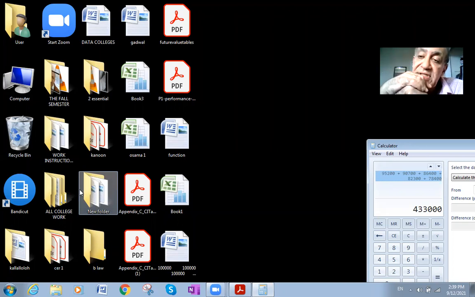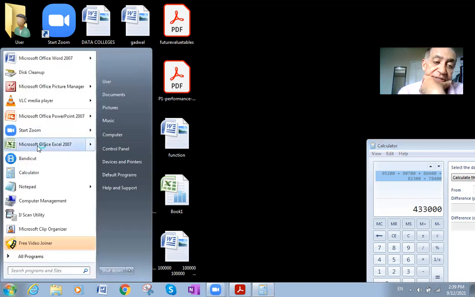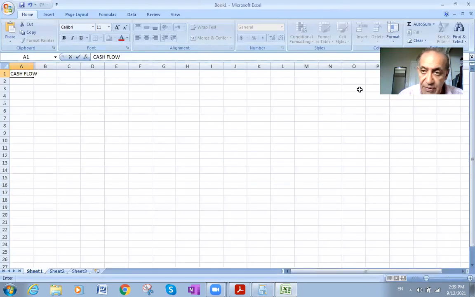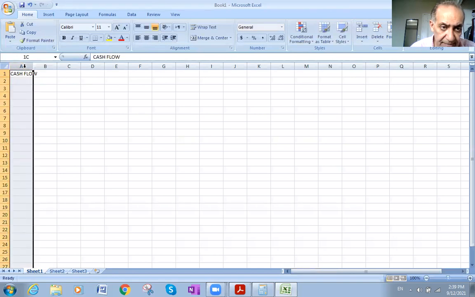Let me go to this example and show it to you right away. Let us say, for example, that this is the cash flow. Let us open this so everybody can see, and enlarge the cells the same way we did before.